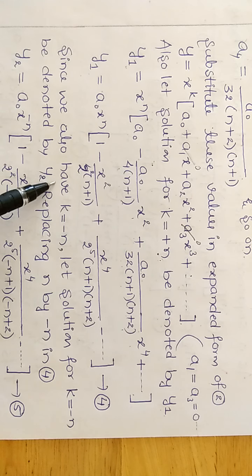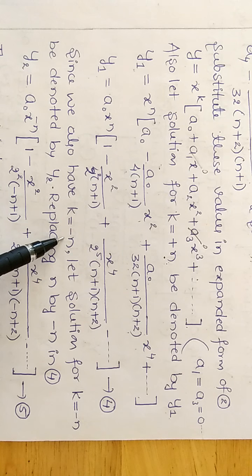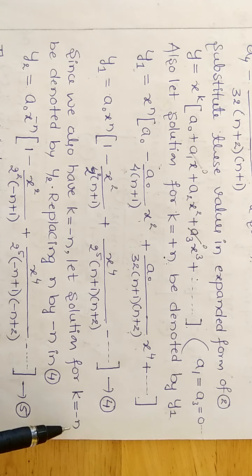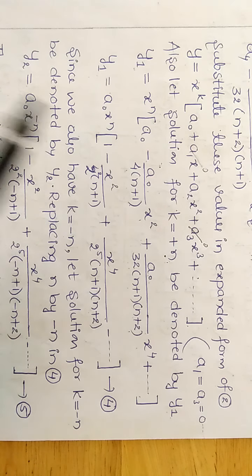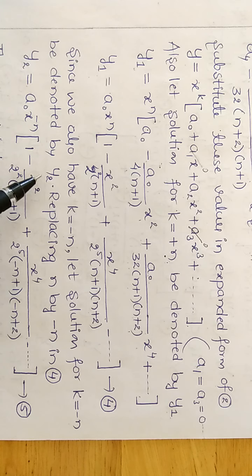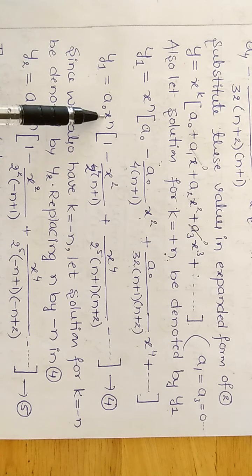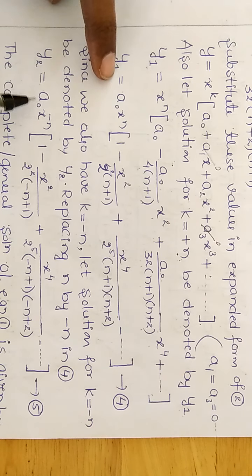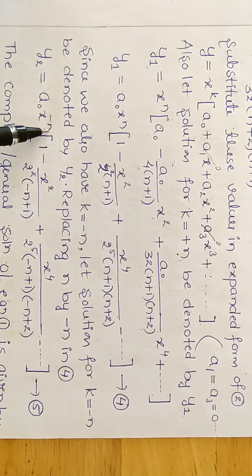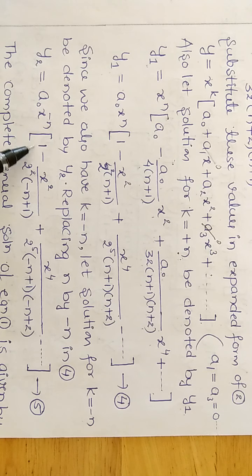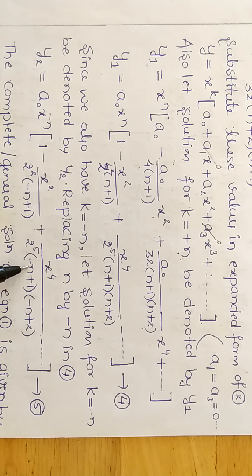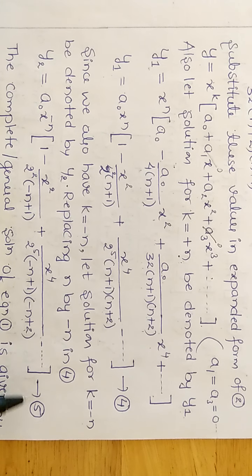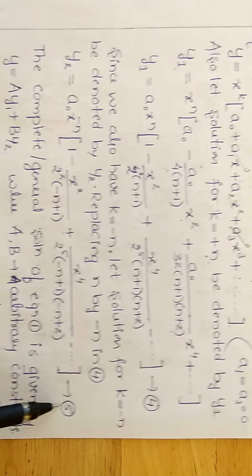Since we also have another root, k equal to minus n, let the solution for k equal to minus n be denoted by y2. By using the same procedure, we get the value of y2 by replacing n with minus n in equation 4. We get y2 equal to a naught into x to the power minus n, remaining all same: 1 minus x square divided by 2 square into minus n plus 1, plus x to the power 4 divided by 2 raised to 5, with n replaced by minus n plus 1, minus n plus 2, and so on. Call it equation 5.